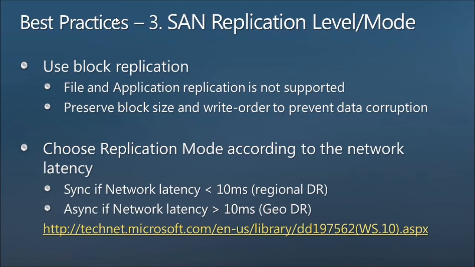For choosing the SAN replication mode, we have the following suggestion. If the network latency between your 2 data centers is less than 10 milliseconds, which is typical for a regional disaster recovery solution, you can choose sync mode. Otherwise, if the network latency is bigger than 10 milliseconds, which is typical for a geo disaster recovery solution, you should choose async mode.